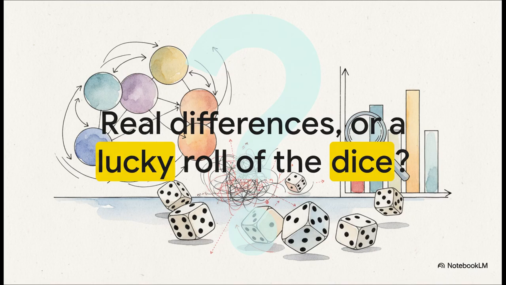So the next time your ANOVA pops up and tells you, hey, there is a difference in here somewhere, you'll know that's not the end of the story. It's really just the beginning of the investigation. And now you'll have the right tools to find out what's really going on and to answer the most important question of all. Are your conclusions based on a real difference, or did you just get a lucky roll of the dice?